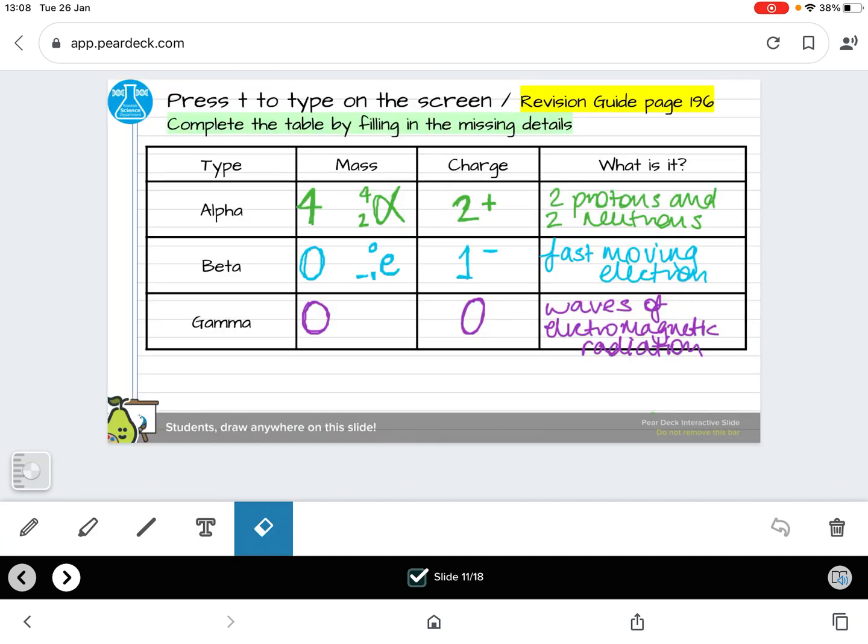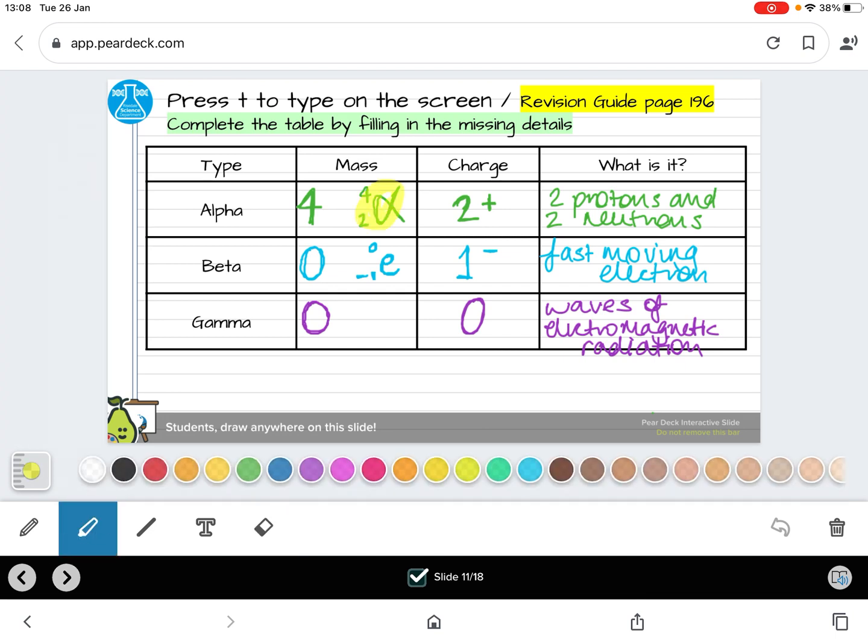To summarize the information we know about each type of radiation, you can see that an alpha particle has a mass number of 4 and therefore a mass of 4. There are 2 protons shown here by the atomic number, this lower number, which means 4 minus 2 says there's 2 neutrons. So the radiation is made of 2 protons and 2 neutrons. It has a positive charge because it has those protons there.